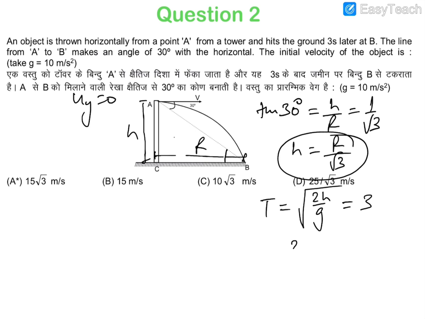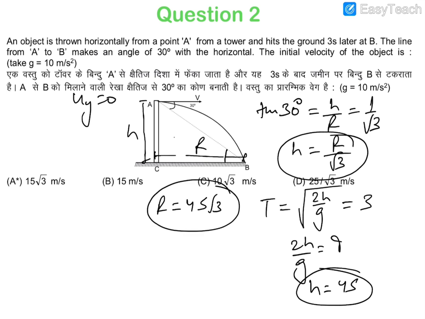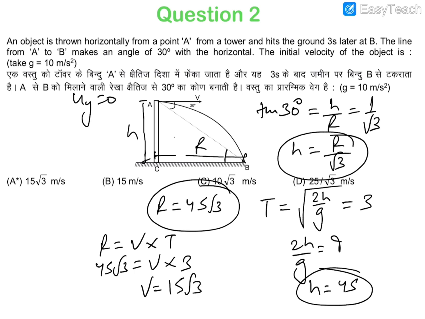So 2h by g is 9, and h from this is 45, and if h is 45, r is equal to 45 root 3, and we know that the range is equal to horizontal speed into time of flight. So 45 root 3 will be equal to horizontal speed v into time of flight, which is 3 seconds. So v will be equal to 15 root 3. So the correct answer is A. Now we move on to the next question.